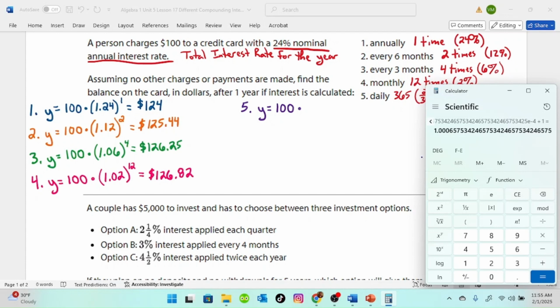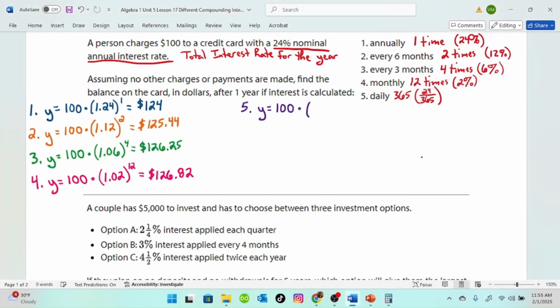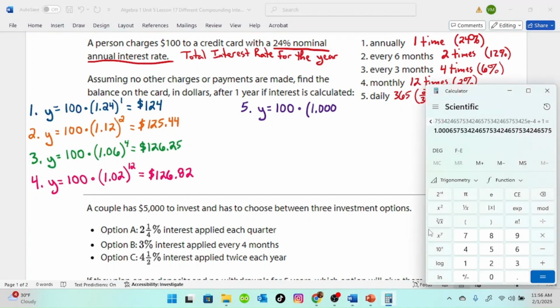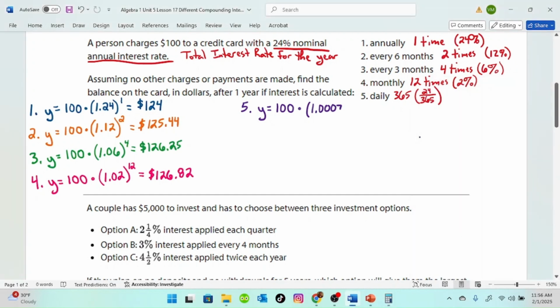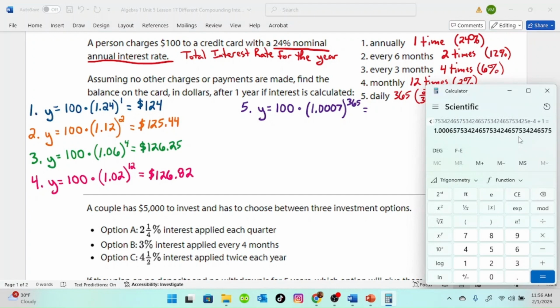So we could say 1.000, and this 5 would round this 6 up to a 7. And because we are doing this daily, then the exponent is going to be 365. So I'm going to leave this in the calculator because I don't want to round until my final answer.